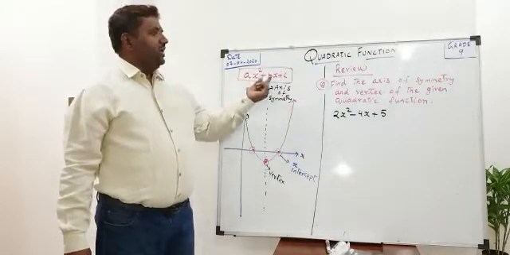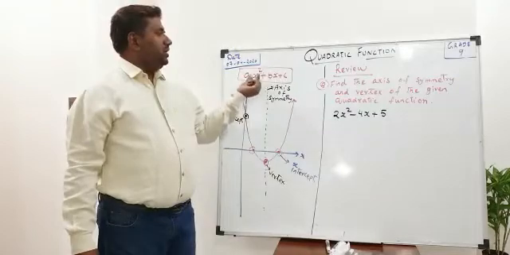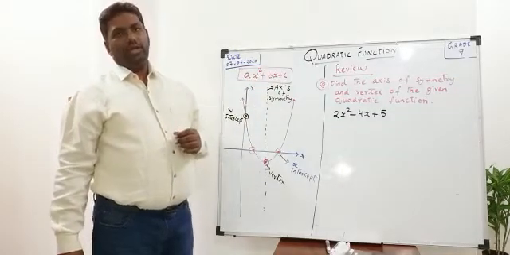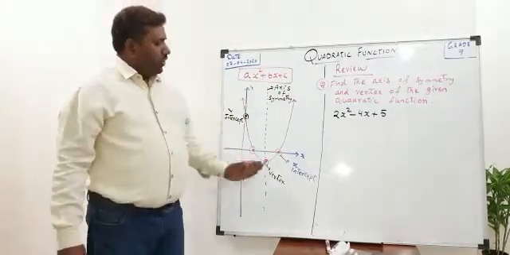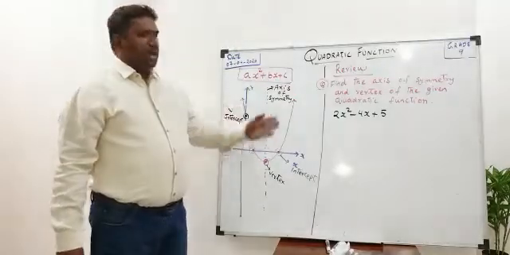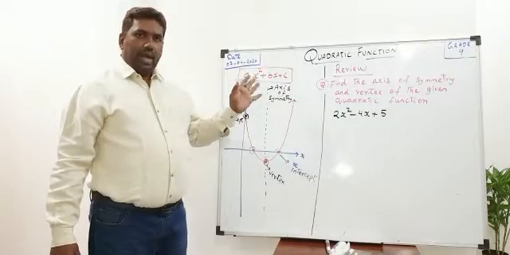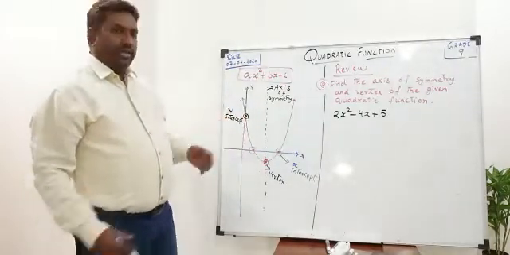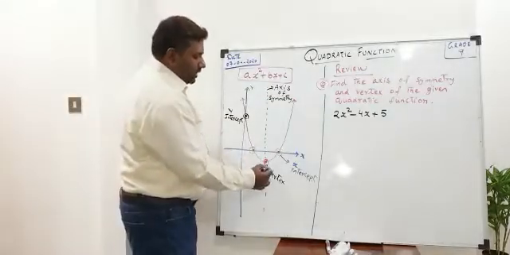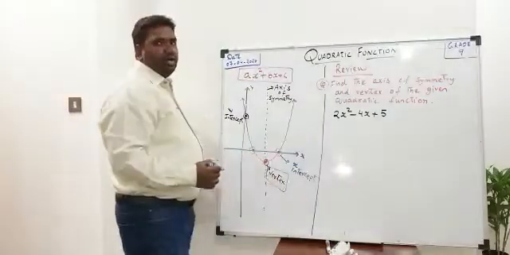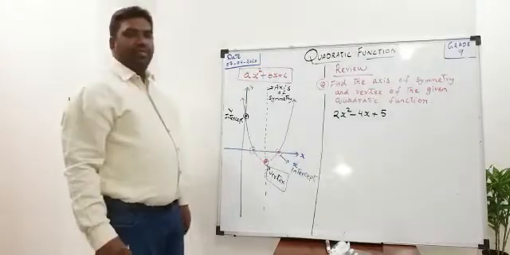Ax square plus bx plus c. It has a square term, the x term, and a constant. Its graph is shown in a parabolic form, and it has different components, and I gave you the task in the last 2 days to find them. The first thing I asked you to find was the vertex.